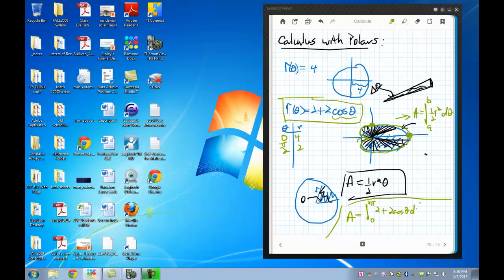Now, let's be careful. I'm getting crazy over here. That quantity is squared, and then d theta, because delta theta becomes d theta. And then, of course, don't forget your 1/2 out in front.